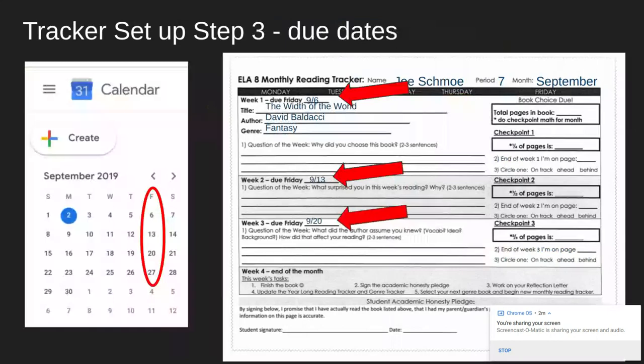Tracker step 3 is filling in your due dates. You can use your agenda calendar, or I just went to Google Calendar, as you can see, and figured out the Fridays for the month that I am on. Now remember, if you are not filling this out for September 2019, you need to figure out the right dates for you. So for week 1, I have filled in the Friday date of September 6th. Week 2 is the next Friday, which would be the 13th, and week 3, I have the 20th. You do not have to worry about the 4th week because that is your wrap-up week. Go ahead and pause the video and fill out that information.